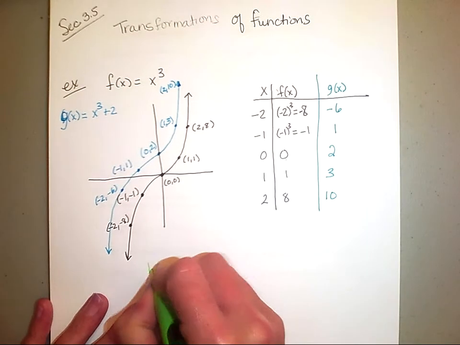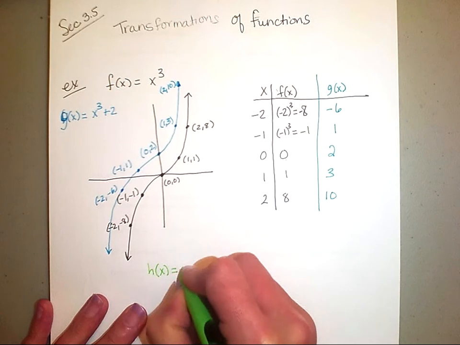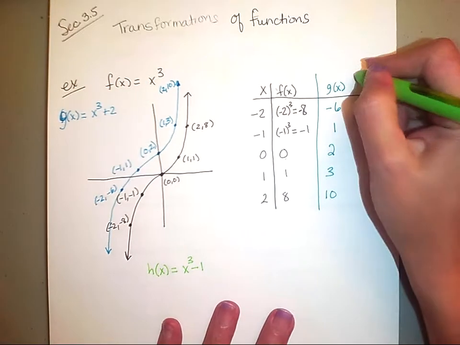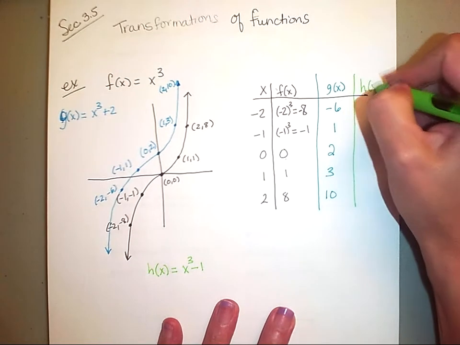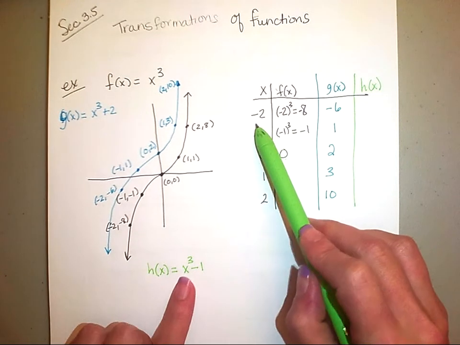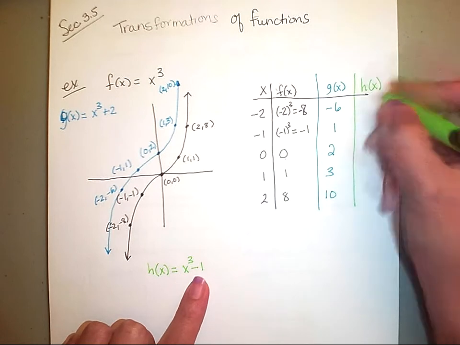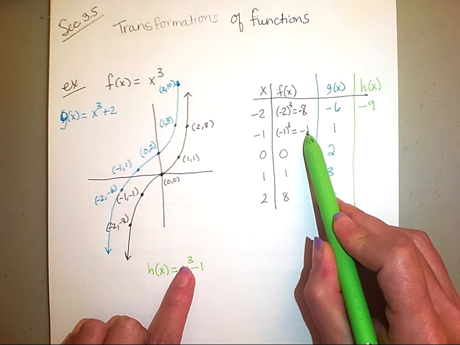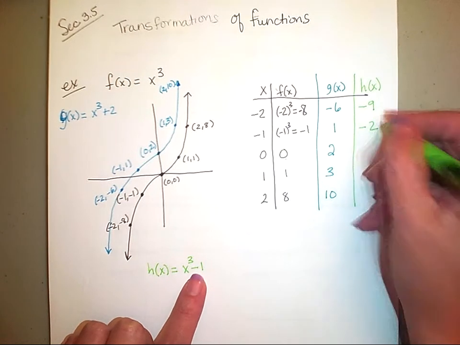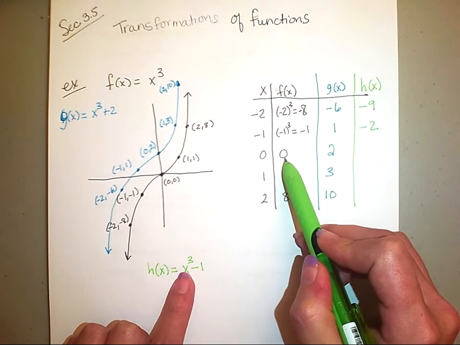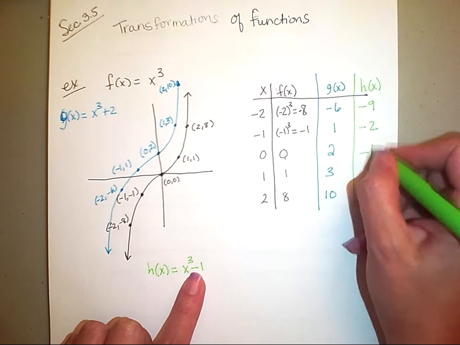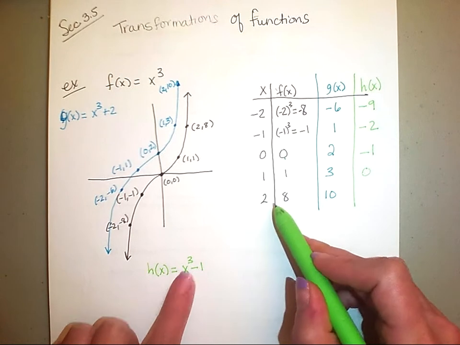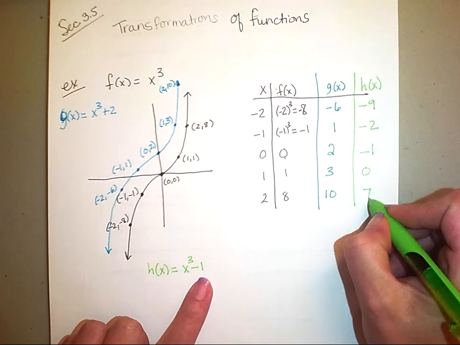We could also consider another function, h of x, which is x cubed minus 1. If we do that, we have negative 2 cubed, which is negative 8, and then we subtract 1 to get negative 9. Negative 1 cubed, which is negative 1, and then we subtract 1, which is negative 2. 0 cubed, which is 0, minus 1, which is negative 1. 1 cubed minus 1 is 0, and 2 cubed, which is 8, minus 1, which is 7.